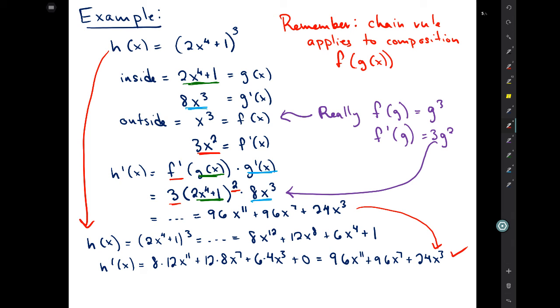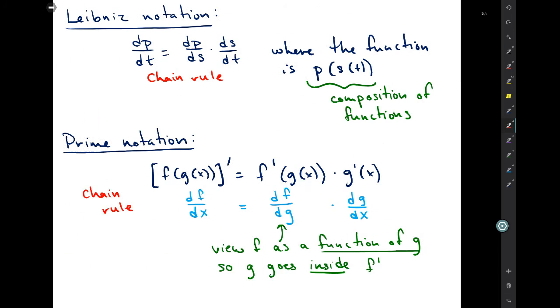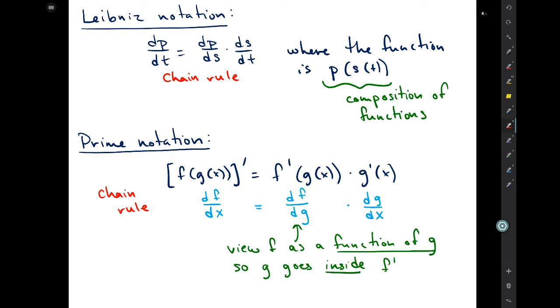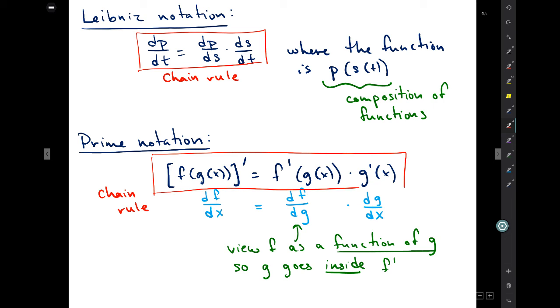So yeah. Again, the chain rule, I'll go back to the previous slide. There's two different forms for the chain rule. You have the Leibniz notation that looks like this, and we have the prime notation that looks like this.